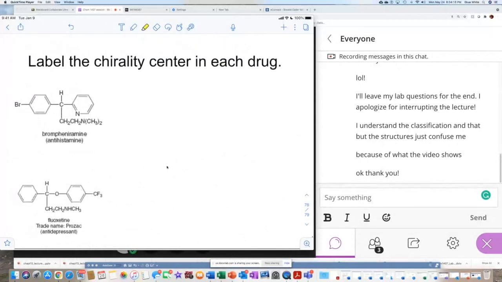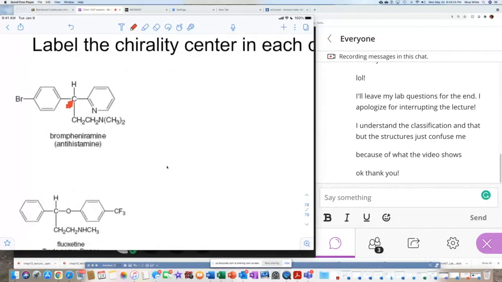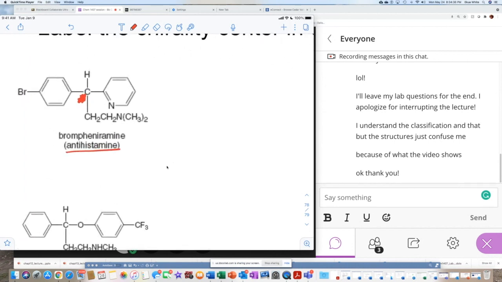Okay. Label the chirality center in each drug. This is easy, right here. That one is a chirality center. This is a brompheniramine. Okay, it's the antihistamine. I don't teach this class enough to be pronouncing these words enough.